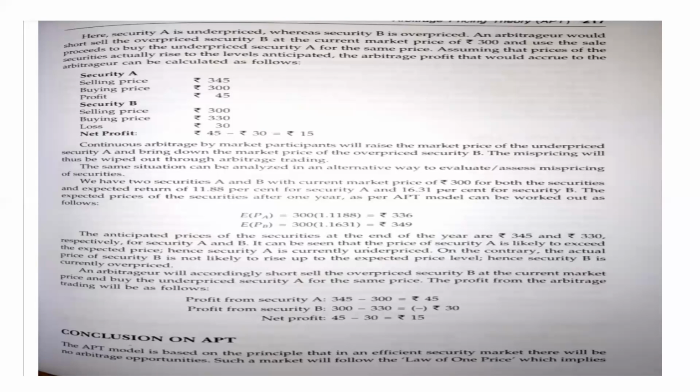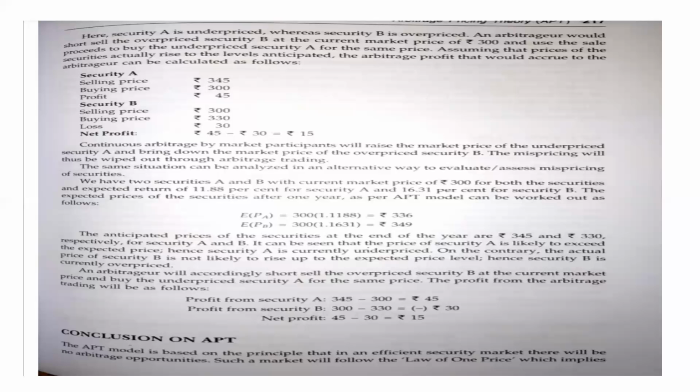They have calculated the profits as well. See, they are getting 345 at the end of the year. They have purchased for 300. They got a profit of 45. In case of security B, we purchase it for 300 rupees, but when we are selling it at the end of the year, it is 330. So here just rupees 30 is the profit.